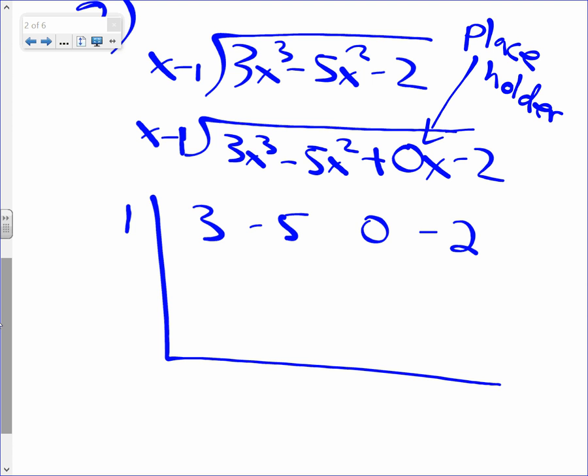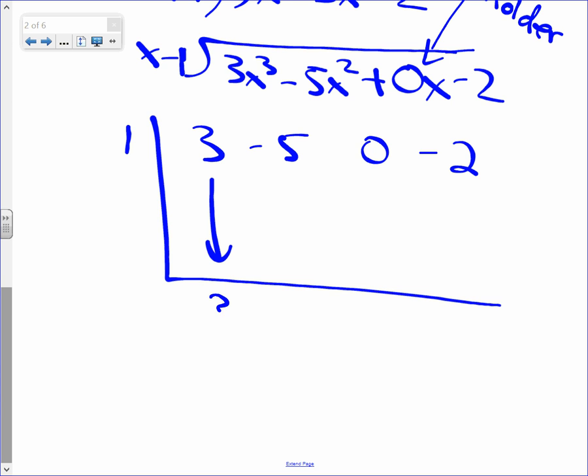Moving on along. Let's start the process. Here we go. We bring down the 3 first. 1 times 3 becomes 3. Add now. -5 plus 3 is -2. Careful there. Now start the process again. 1 times -2 is -2. Add the coefficients. 0 plus -2 is another -2. Start the process again. 1 times -2 is -2. Add those. What's -2 plus -2? -4. Ladies and gentlemen, we don't have a 0.